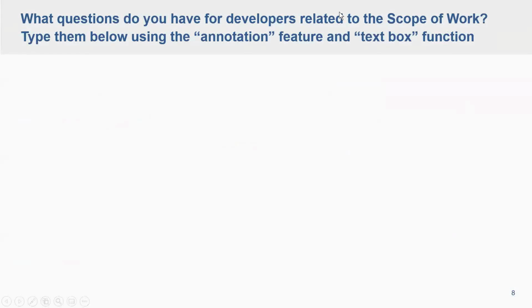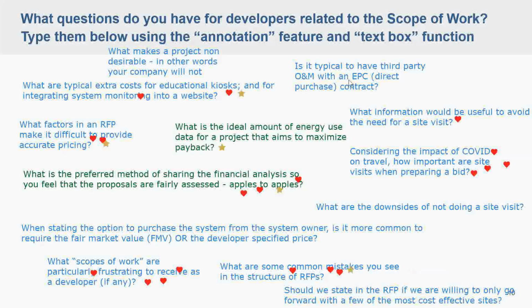All right, so it looks like we've got some questions around pricing, which maybe we'll start with there, around cost for educational kiosks. If that's typical, what makes it difficult to provide accurate pricing and using a financial analysis? So maybe we'll start there with that question and then move to, secondly, just general frustrating aspects that you might see in a scope of work or just common mistakes that you see. We'll start with Victoria to get her perspective on the educational kiosks, if that's something that's typical with projects or if that's an additional cost that is less typical.